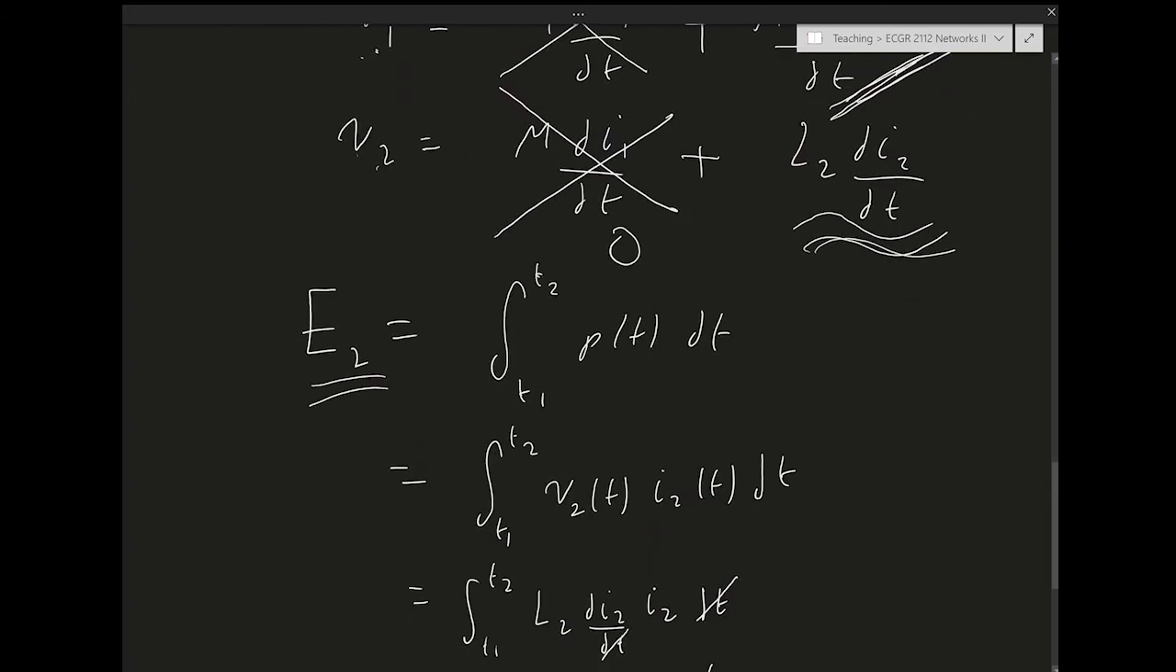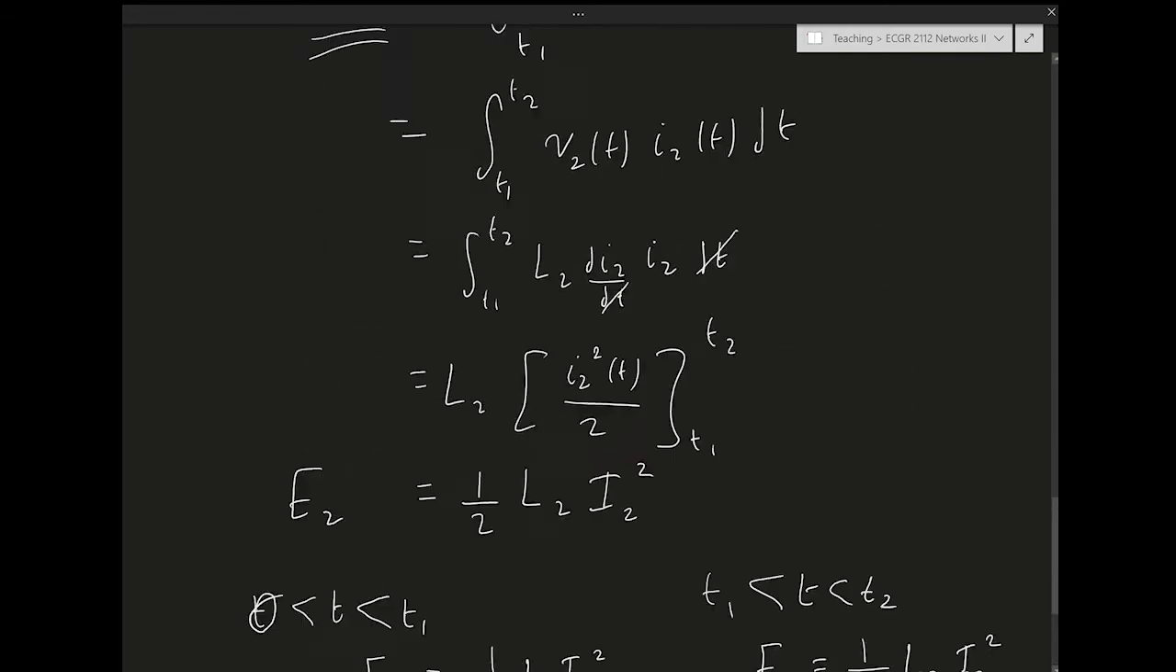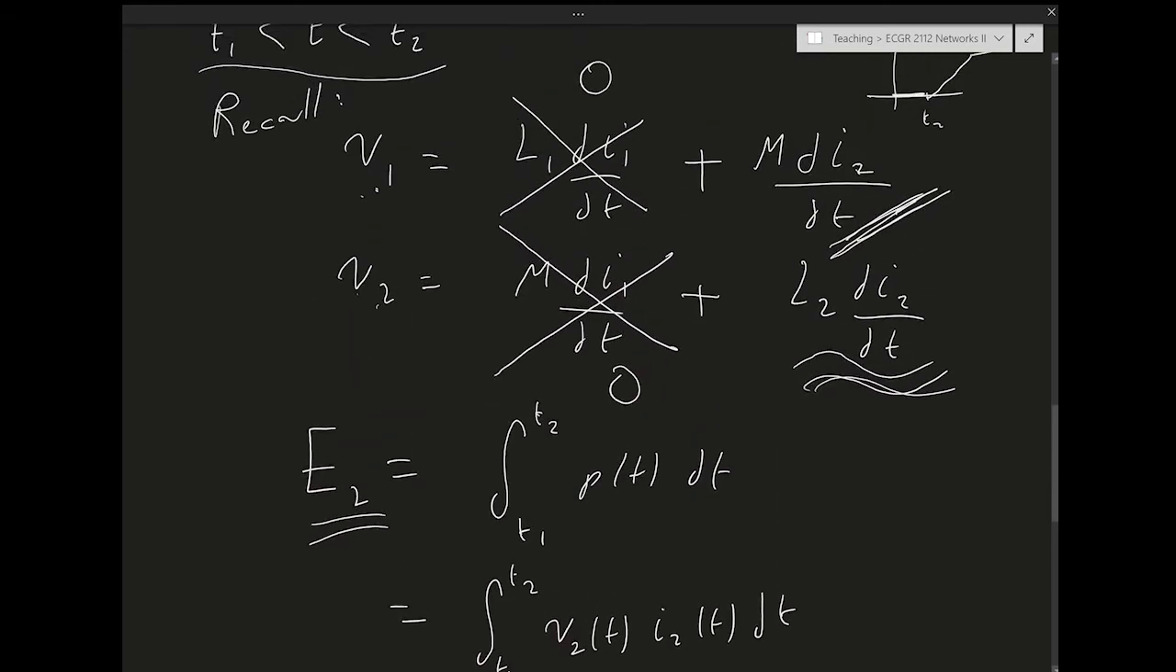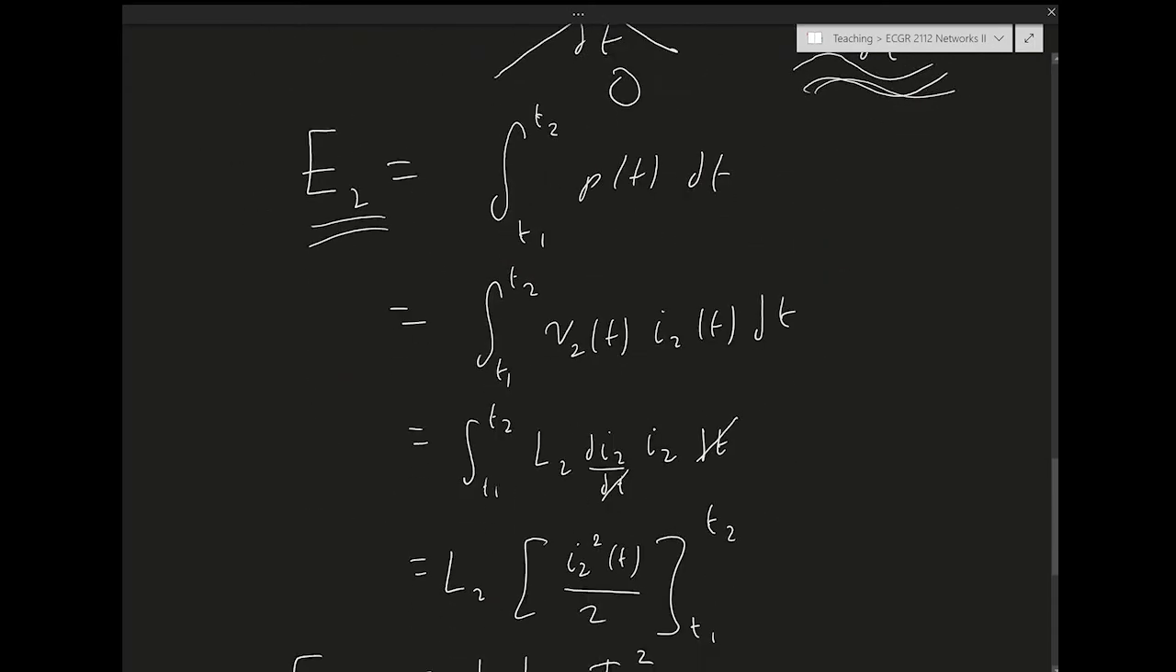What is that energy? Let's call that E2 prime. So this is the energy coming in period 2 that's coming in from coil 1. That's going to be the integral of T1 to T2 of the power coming from coil 1. What's the power coming from coil 1? It's V1 of t, I1 of t, dt. And we said during period number 2 of our thought experiment, this is what V1 is. Because I1 remains constant, V1 is this m di2 by dt.